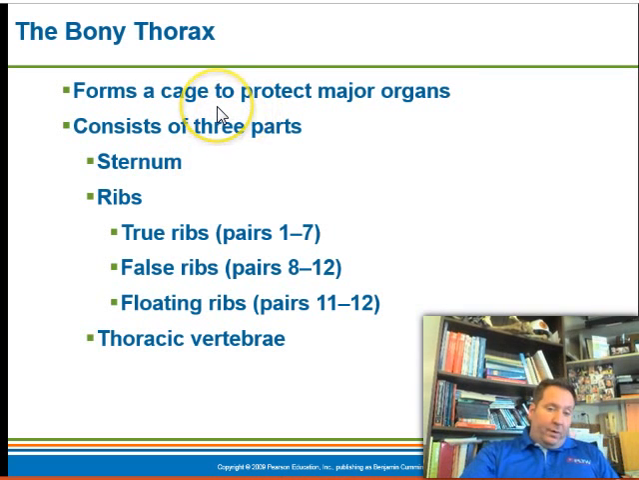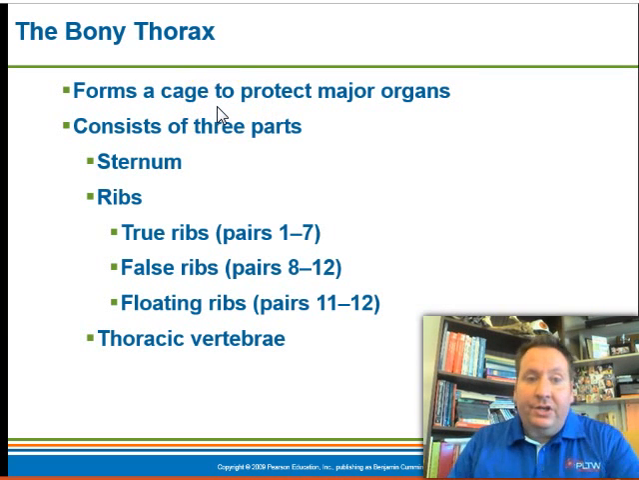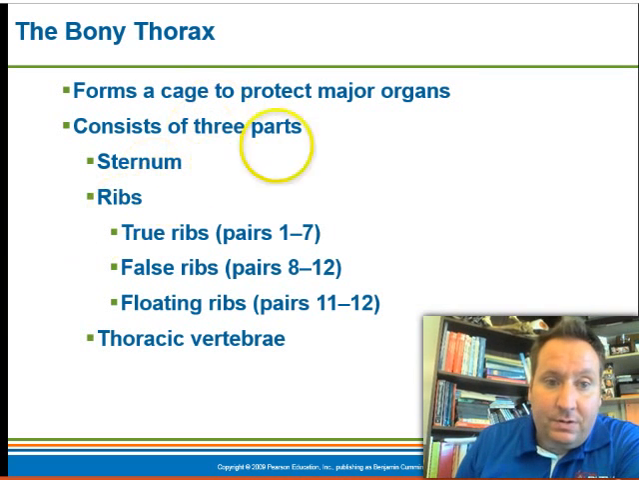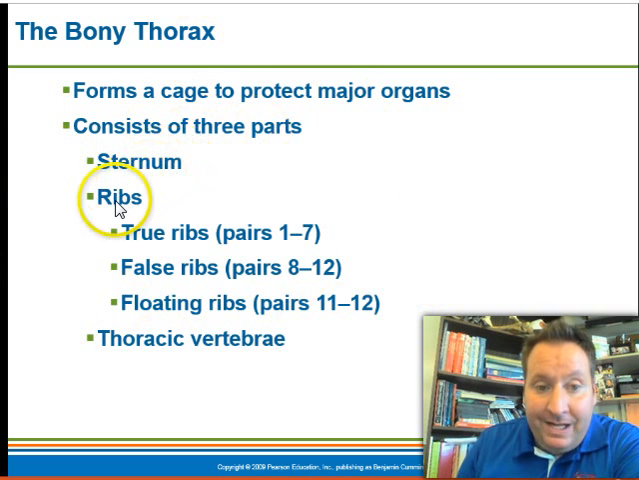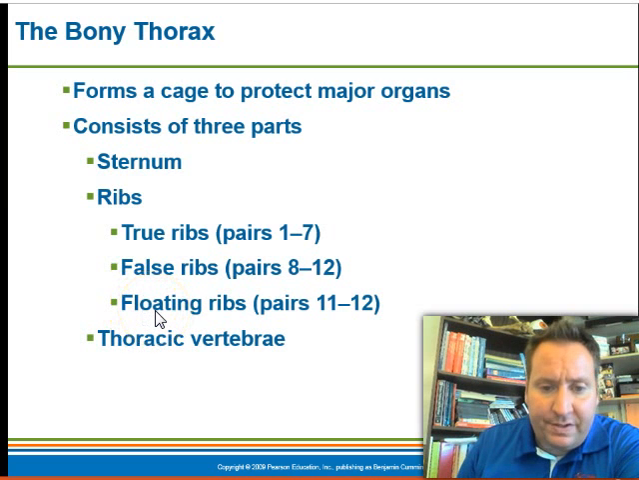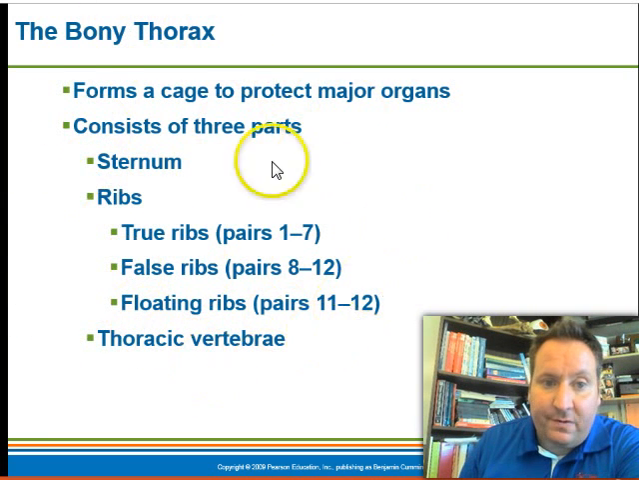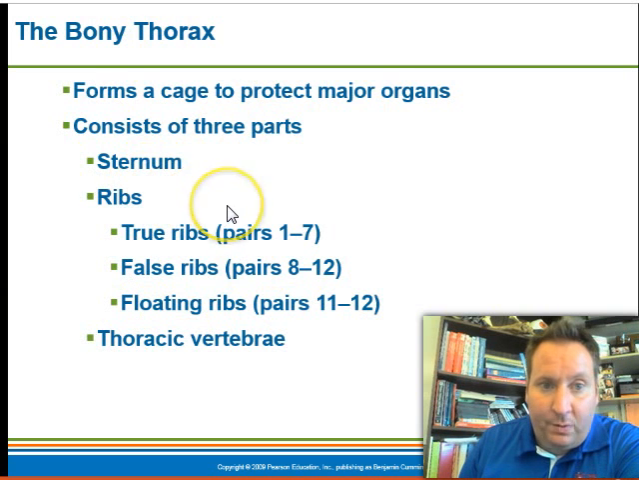We take a look at your bony thorax. Your bony thorax is going to form your rib cage. It consists of 3 parts. You have your sternum, then you have your ribs. Ribs number 1 through 7 are called true ribs. Your false ribs are ribs number 8 through 12. In particular, ribs number 11 and 12 are a specific type of false rib that we call a floating rib. These are all associated with your thoracic vertebrae. So you have your sternum, your ribs, and your thoracic vertebrae. This is all going to form your bony thorax.